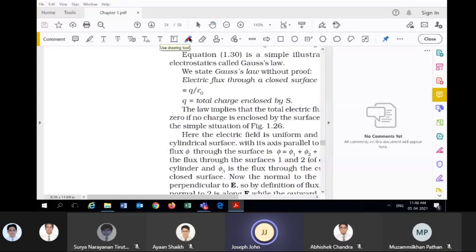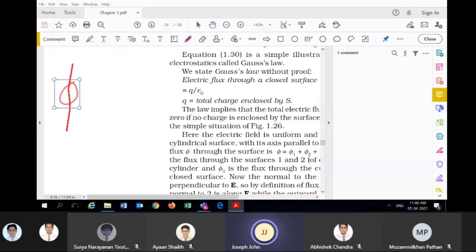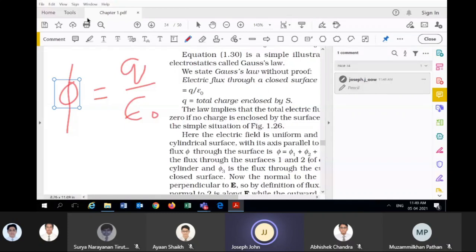Phi equals Q by epsilon naught. Put it in a box. This is known as Gauss's law. Somebody is asking what is Gauss's law, straight away you can write that. Phi is equal to what? Q by epsilon 0, okay? Can you write this also, all of you? Phi is equal to Q by epsilon naught, put it in a box. Don't forget this.